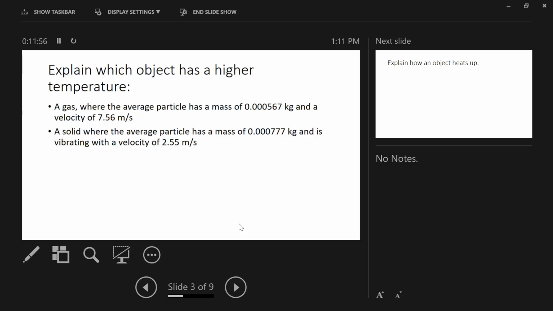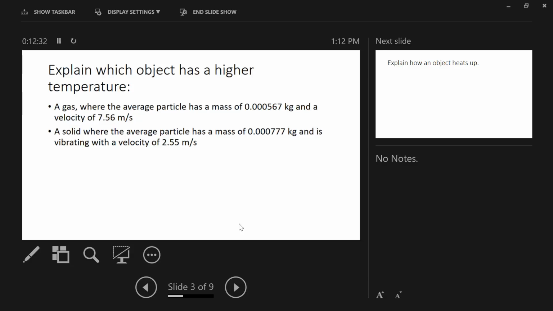We have two objects, right? Let's call them object A and object B for simplicity. Object A is our gas. Object B is our solid. Okay? And the mass of this gas is 0.000567 kilograms, right? And the velocity is what?